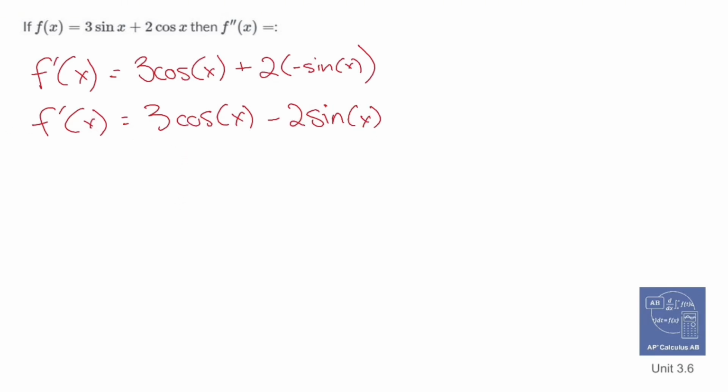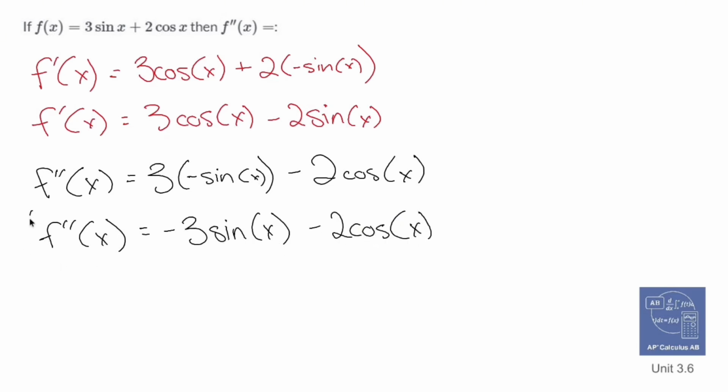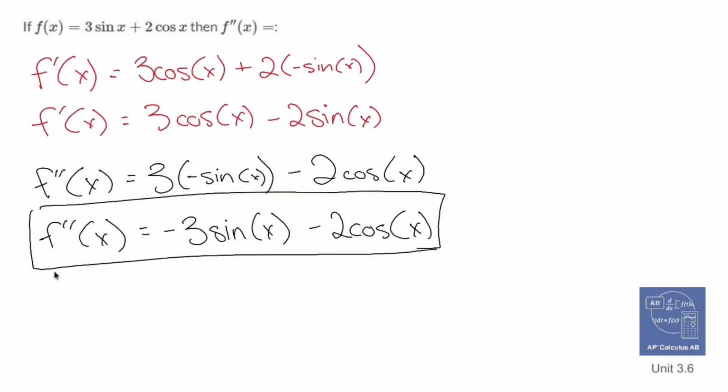Okay, now the second derivative is just me taking the derivative of that guy right there. So the derivative of 3 cos x is going to be 3 times negative sine x, minus 2 cos x. And cleaning that up a little bit is just going to be negative 3 sine x minus 2 cos x. And that, boys and girls, is all she wrote. There you have it. Dunzo.